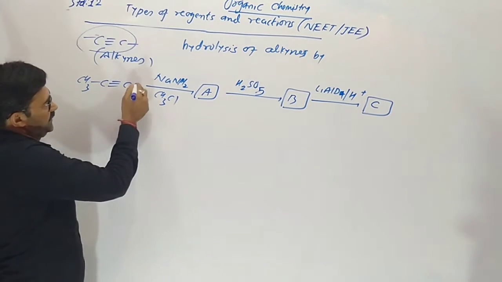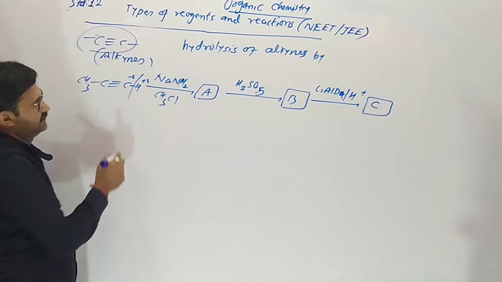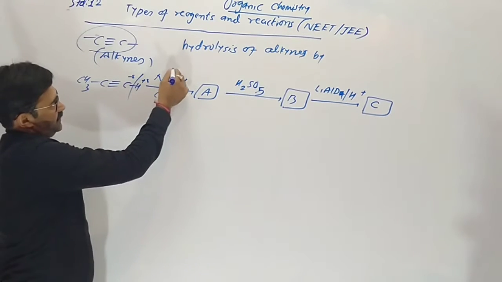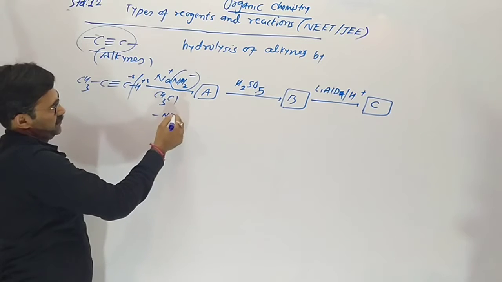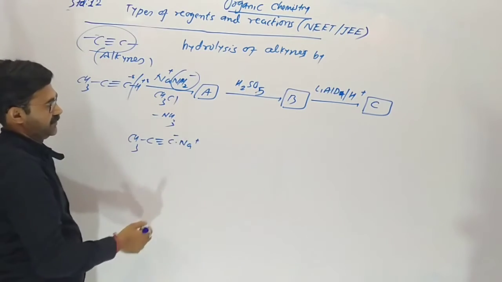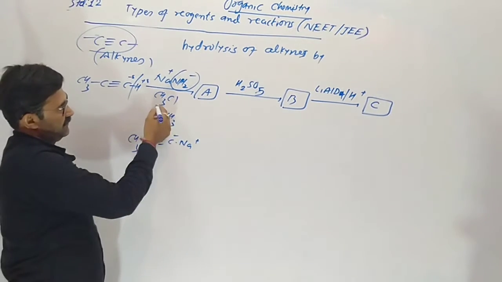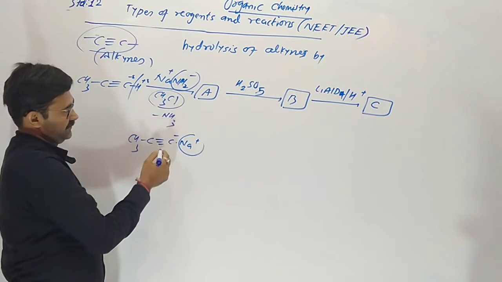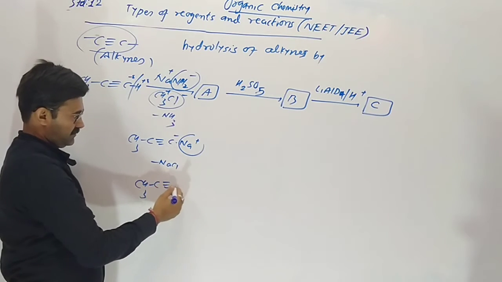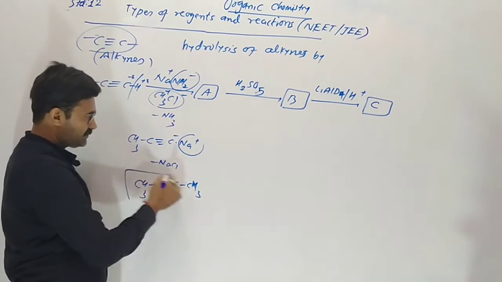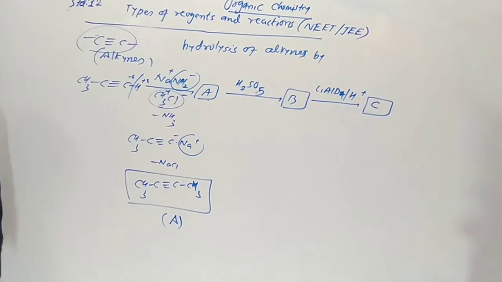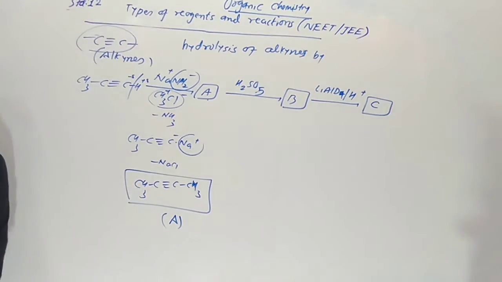First of all, this hydrogen is acidic. Terminal alkyne. Which is the terminal alkyne? Here Na plus NH2 minus with H removes NH3. So first of all, it gives monosodium propynide. Then it reacts with methyl chloride, sodium with chlorine gives NaCl. Methyl combines here. Butyne is our A.